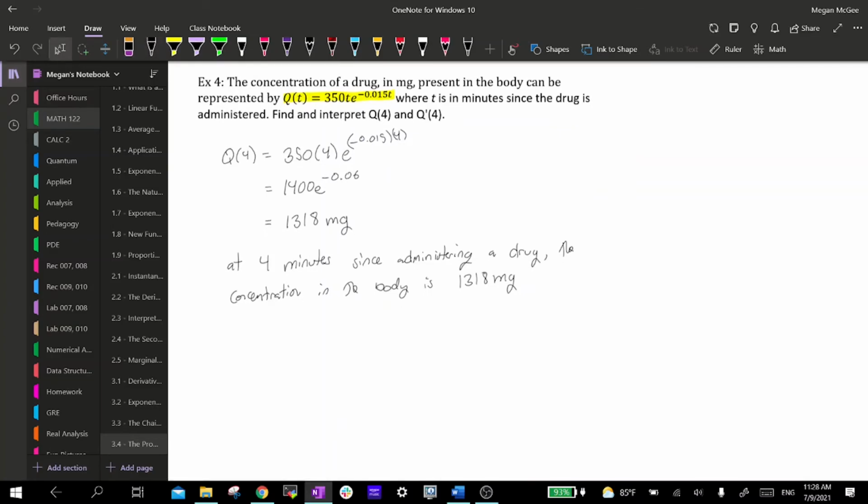So then we need to find and interpret q prime of 4. Well, in order to do that, the first step would be to find our derivative, right? So we need q prime, first just say at t. Alright? So we need our product rule. So we're going to need the derivative of our first function, which is 350t, times our second function, which is e to the negative 0.015 times t, plus our derivative of our second function times our first function. Okay?